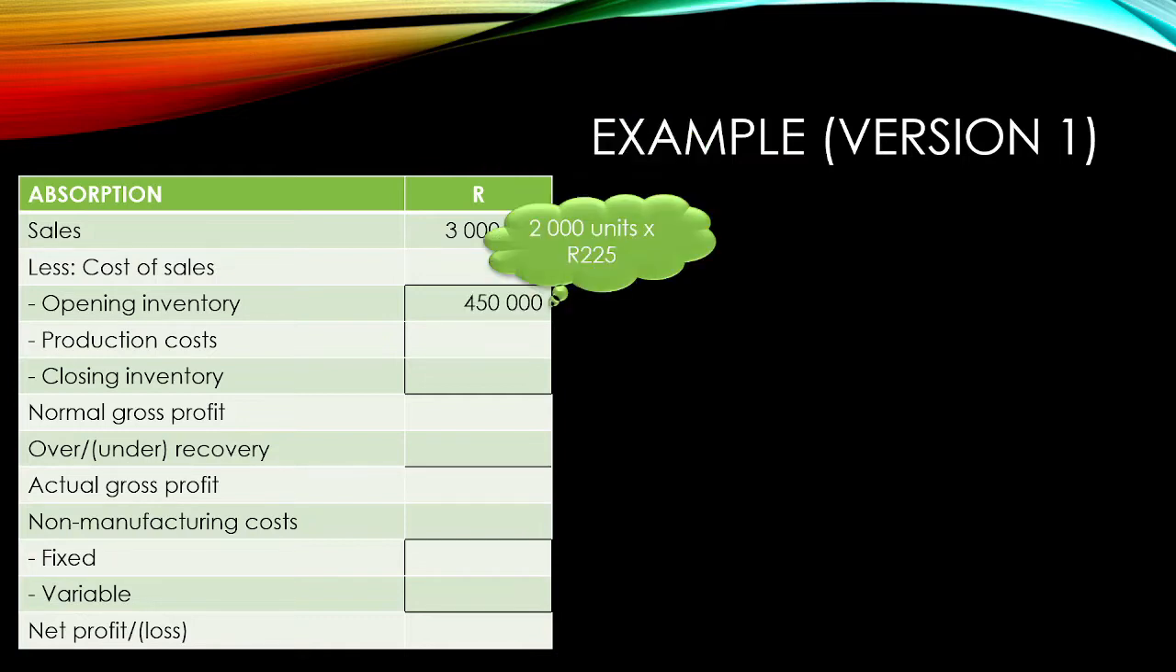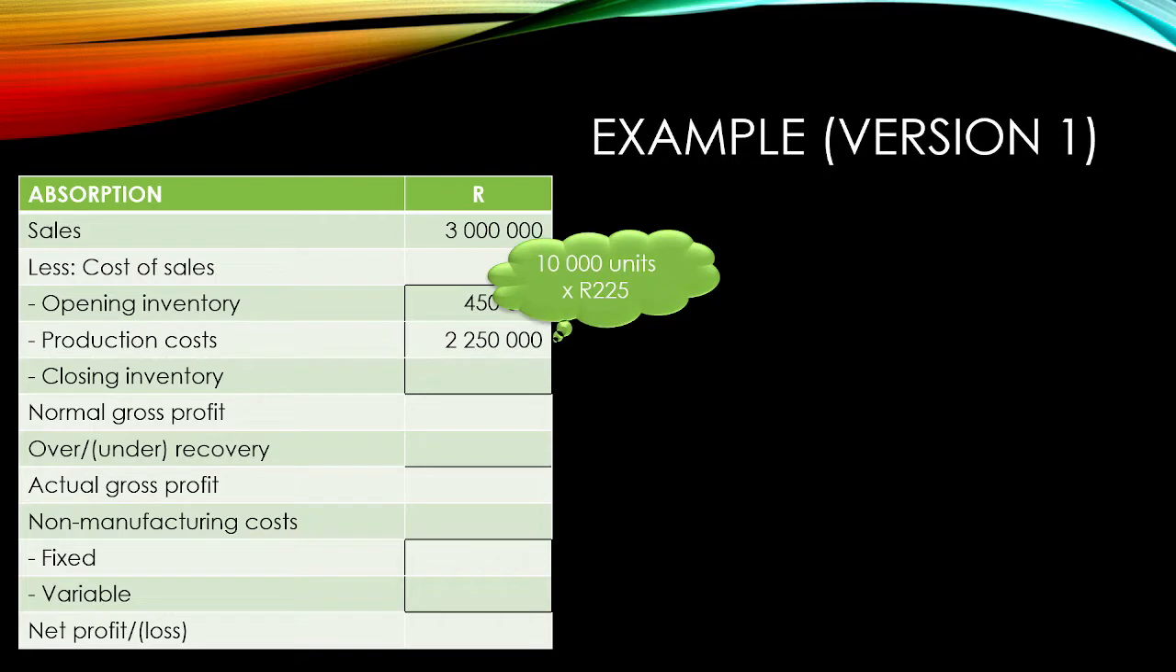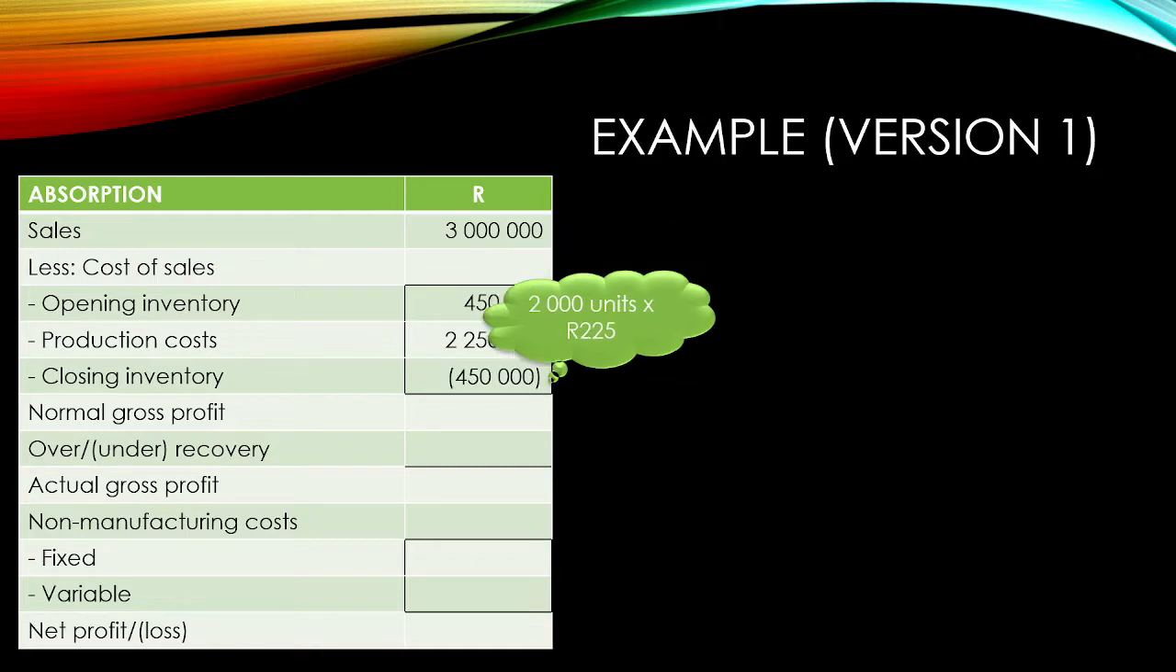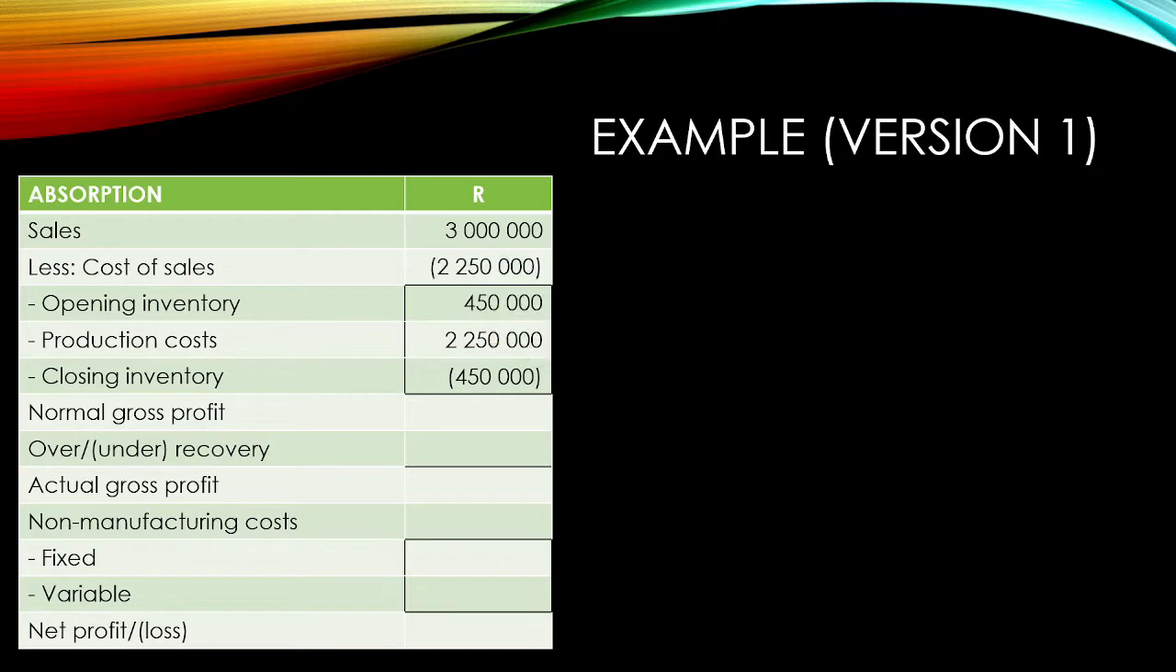Likewise, production is the 10,000 units produced multiplied by the 225 Rand. Finally, our closing inventory is the 2,000 units closing stock multiplied by the cost per unit of 225 Rand. We can then calculate our cost of sales and our normal gross profit.